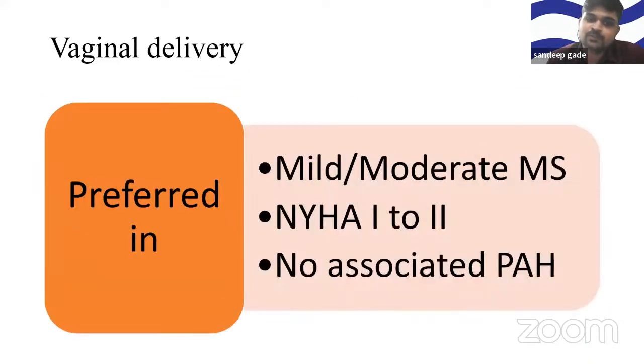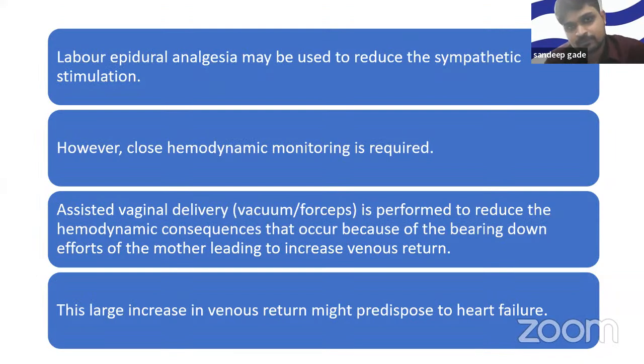Vaginal delivery is usually preferred in patients with mild to moderate mitral stenosis, in patients belonging to NYHA class 1 to 2, and if there is no associated pulmonary artery hypertension. Whenever vaginal delivery is planned, the role of the anesthesiologist is to provide labor analgesia, and the anesthesiologist must educate and counsel the female regarding the benefits of epidural labor analgesia in such conditions. If the patient is willing, the anesthesiologist may go for insertion of an epidural for providing labor analgesia.